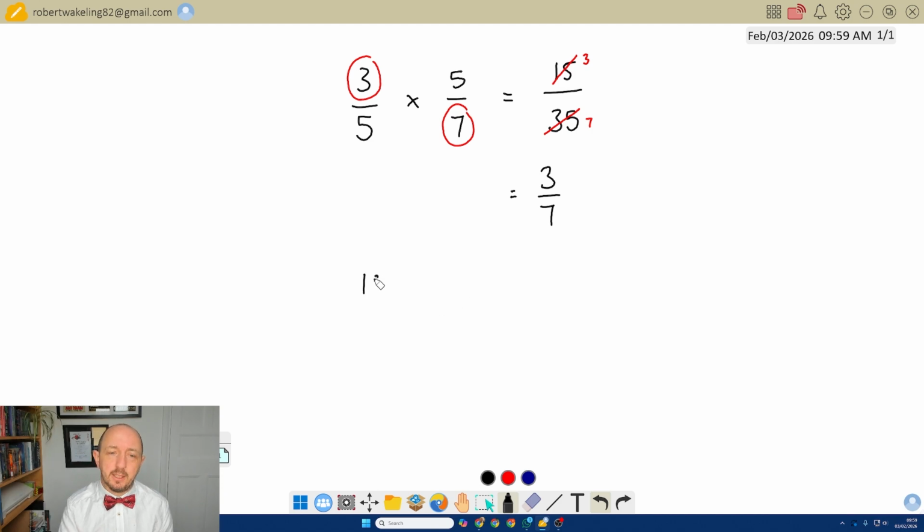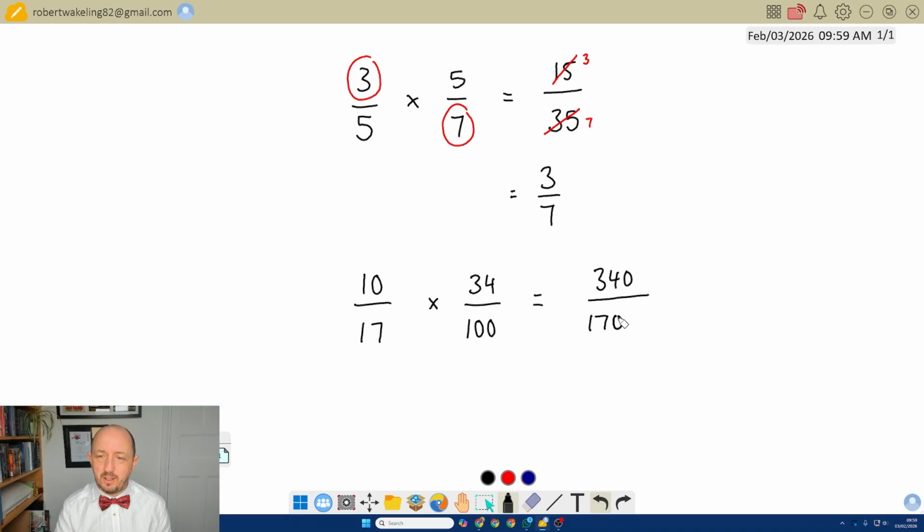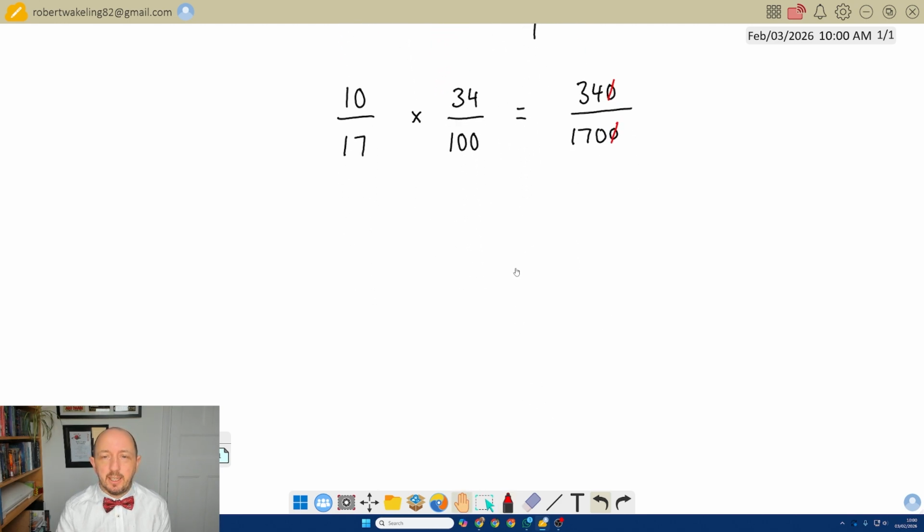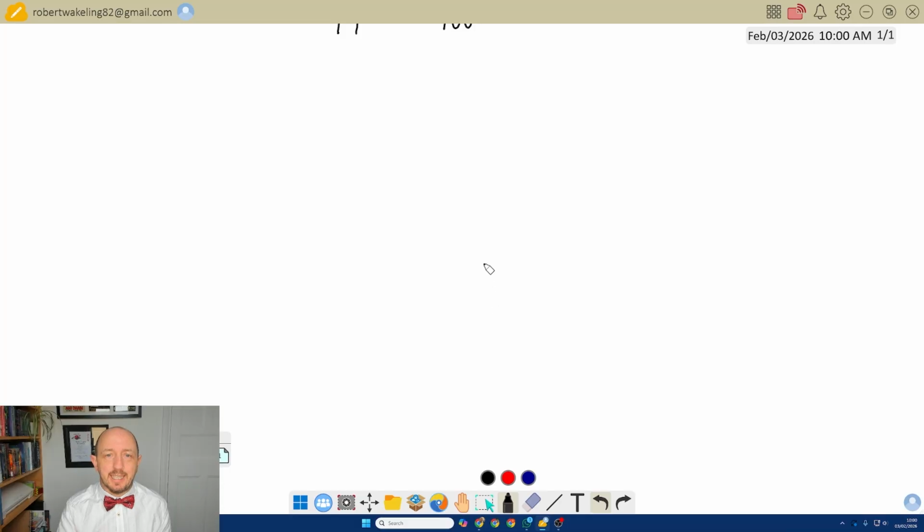So for example, 10/17 times 34/100 or something like this. If we do top times top, 340, and 17 times 100, 1,700. Like, that's a lot of work to cancel this down. Okay, we can potentially divide top and bottom by 10, but we've still got to do 34 and 170, and we might not know all of those factors. So when we're multiplying fractions, we'd like to cancel first.